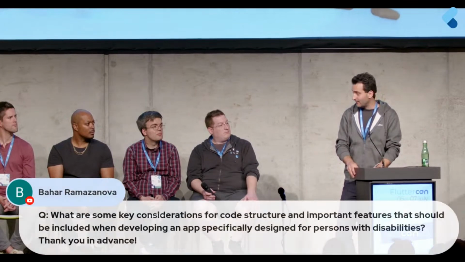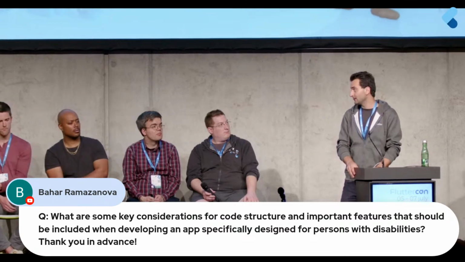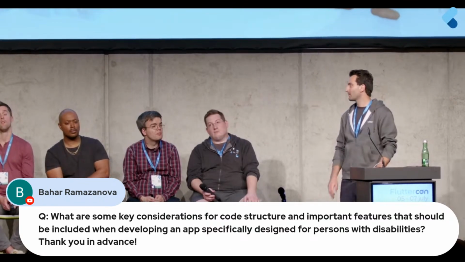There is one question from the audience. I think this is a good one. Someone is asking, what are some key considerations for code structure and important features that should be included when developing an app specifically designed for persons with disabilities? Design considerations for accessibility, probably.